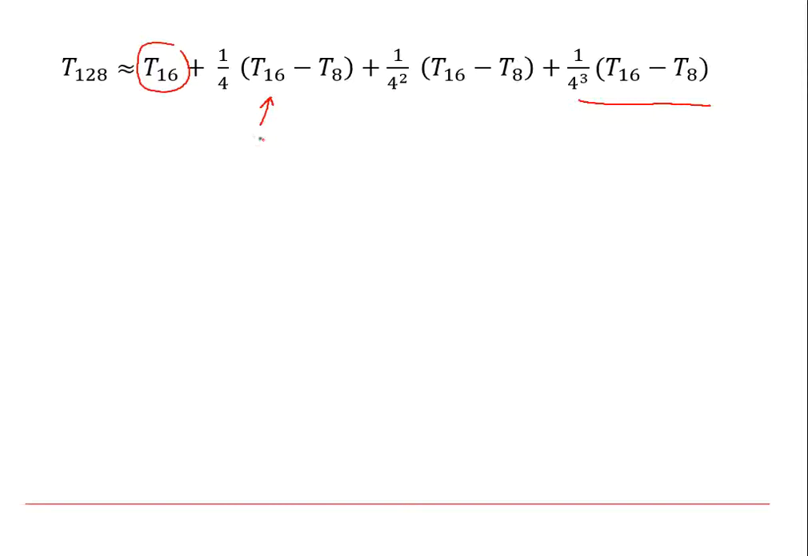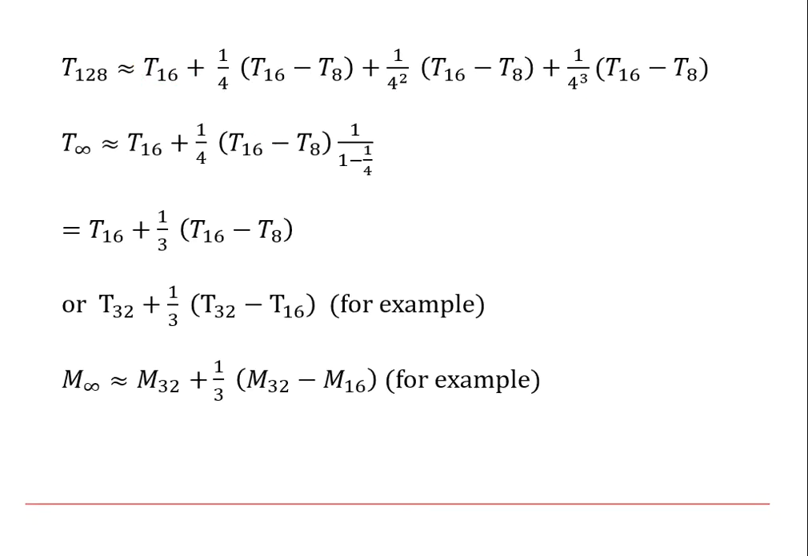So the first term of our geometric series is a quarter T16 minus T8, and the common ratio is a quarter. So that gives us this expression, which we can call T infinity, which is our extrapolated figure, and that simplifies down to that expression, and that's if we had T8 and T16 calculated. If we'd had T16 and T32 calculated, for example, we could have done exactly the same thing and come up with that alternative expression for T infinity.